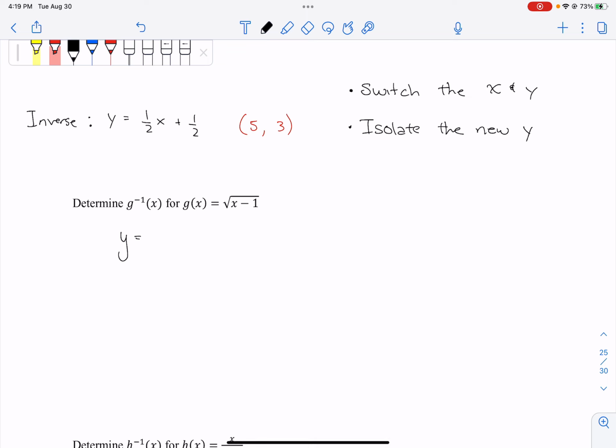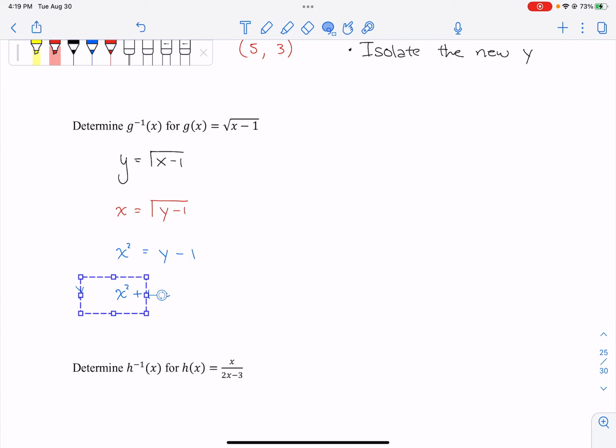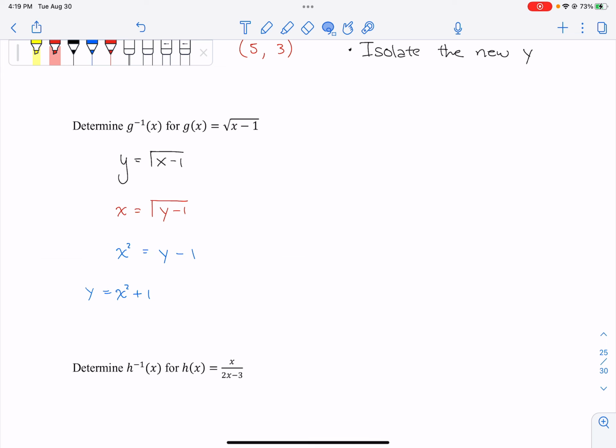Y is equal to the square root of x minus 1. First thing I'm going to do is switch the x and the y. I'm going to square both sides, so x squared is equal to y minus 1. And then x squared plus 1 is equal to y, which is the same thing as y is equal to x squared plus 1.